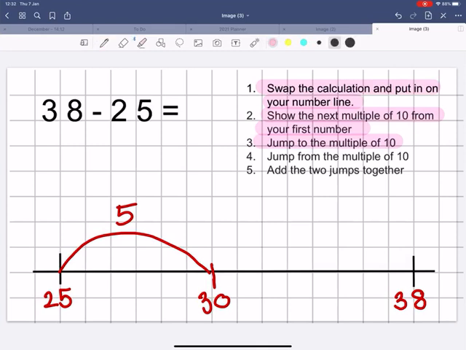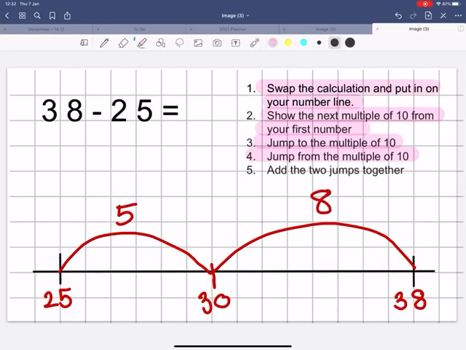Then our next step, we are going to jump from the multiple of 10 to the last number. So we're going to jump from 30 all the way to 38. So we know that the gap between 30 and 38 is 8.